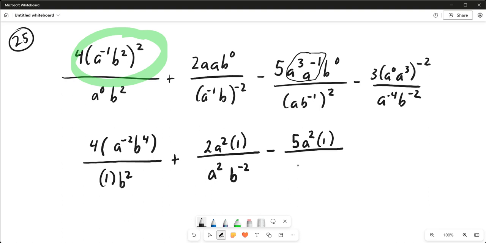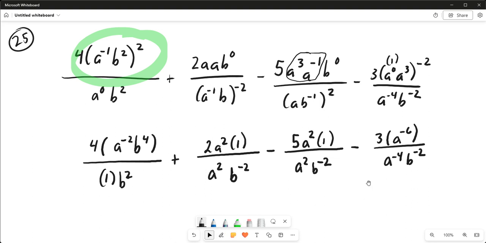And in the denominator, use the power rule again. So that's going to be a to the second power and b to the negative second power. And in that last term, it's going to be 3 times, and this a to the 0 is going to be 1, right? So this is going to just be a to the negative 6 power. And in the denominator, that's just going to be a to the negative fourth, b to the negative second.